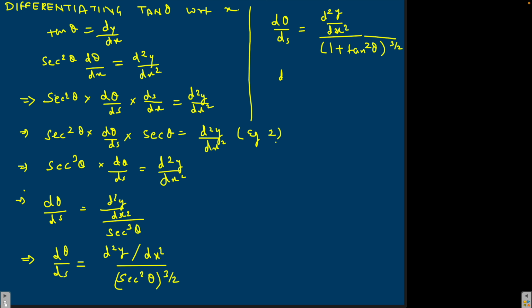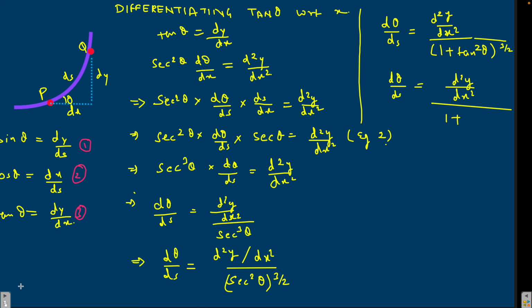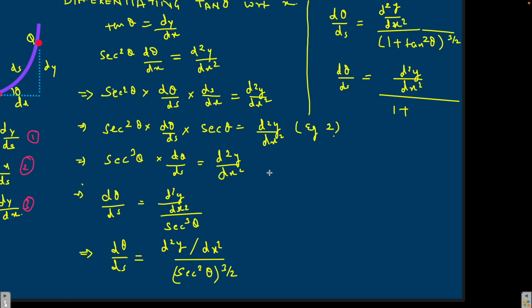So we can write d theta by ds as d2y by dx square by 1 plus tan square theta, where tan theta is dy by dx. So tan square theta will be dy by dx whole square, and the whole thing to the power 3 by 2.